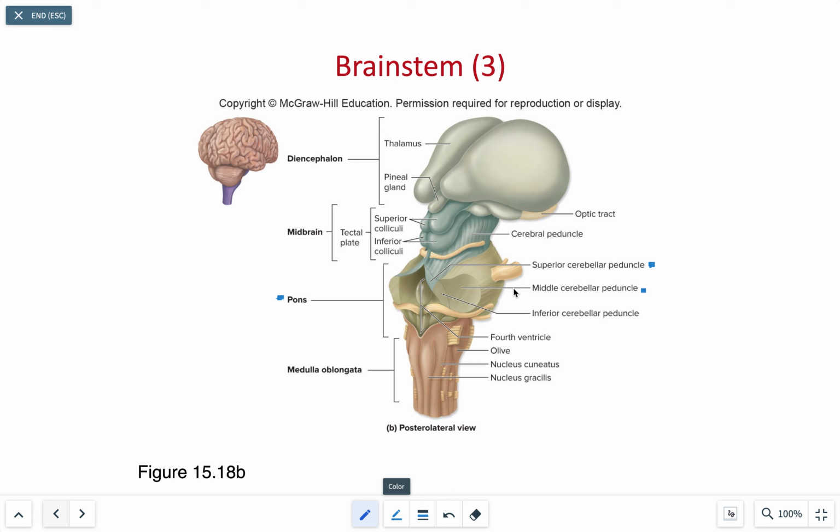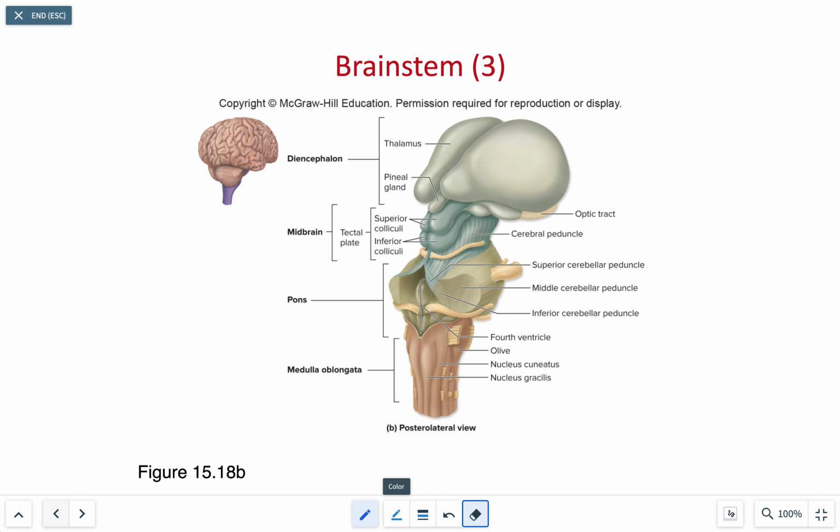The next structure working down this area here is the middle cerebellar peduncle, and these transverse fibers, so they're running transversely, connect the pons to the cerebellum. And finally, the last structure in the pons on the anterior surface is going to be the inferior cerebellar peduncle, and this is going to connect the cerebellum to the medulla oblongata.